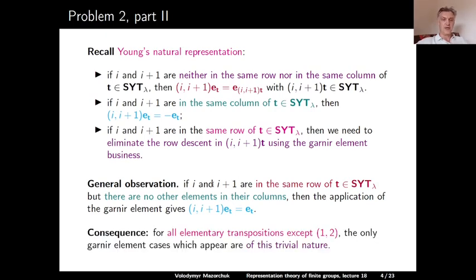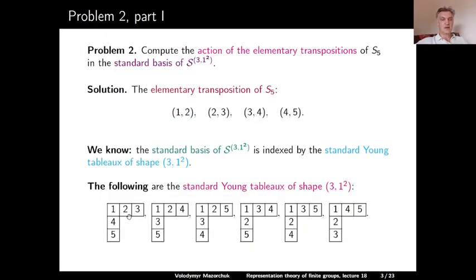And in our situation, for all elementary transpositions except 1, 2, the only Garnir element cases which appear are these trivial cases. Indeed, let us look at our standard Young tableaux. In the first tableau, we see that we have 2 and 3 in the same row. If we swap them, we will have exactly the case when 3 and 2 are a row descent, but there are no other elements in their columns. The same is here for 3 and 4, and the same is here for 4 and 5.